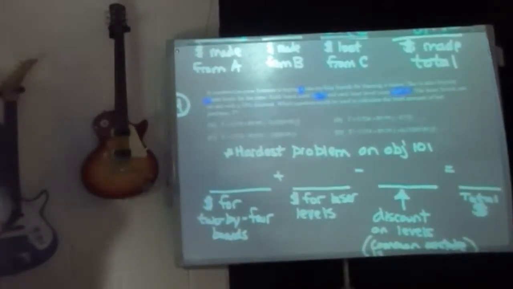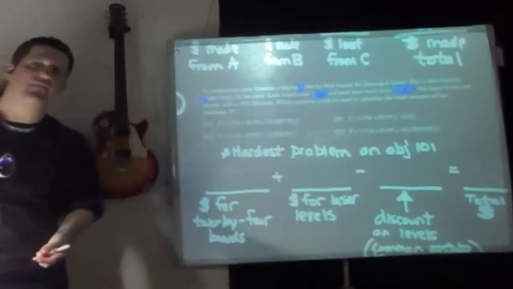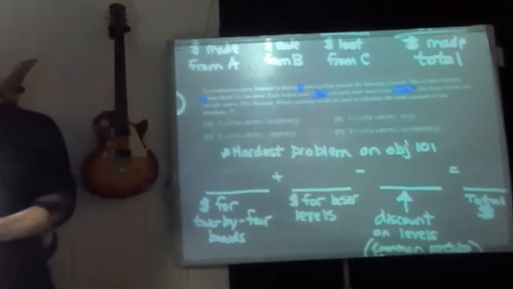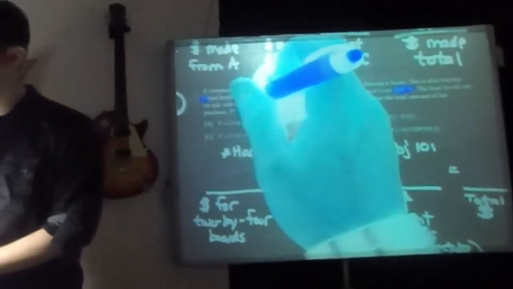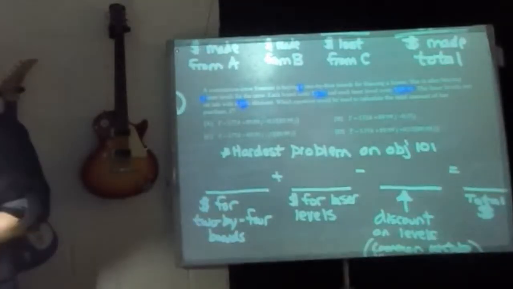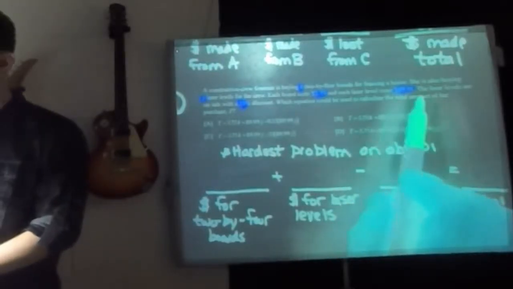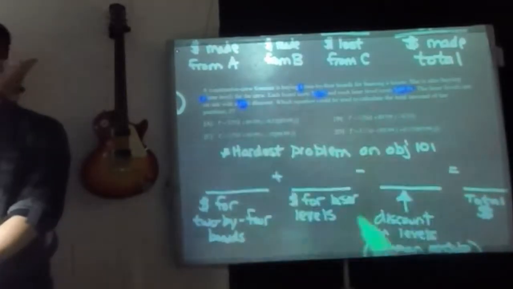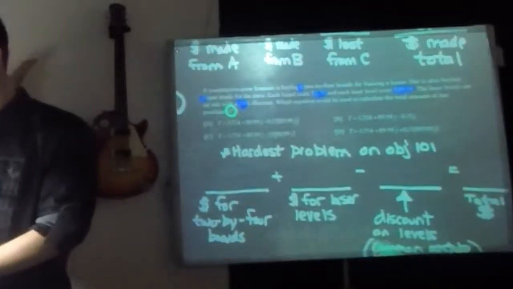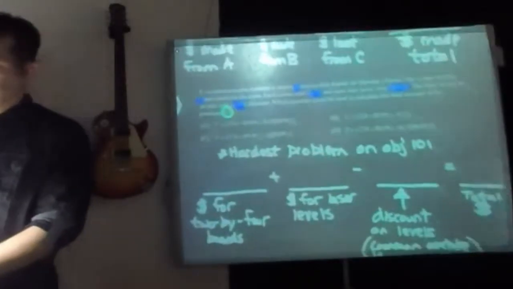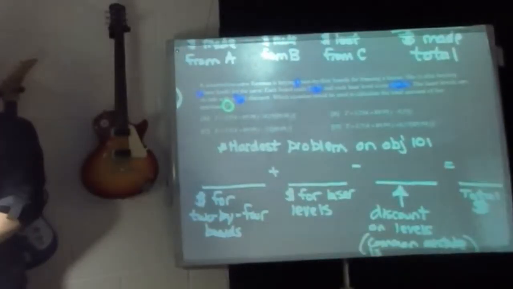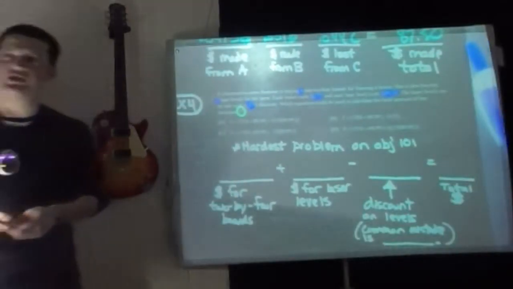The laser levels are on a discount for 35% off. That's fantastic for them. Not fantastic for equations though. Which equation can be used to calculate the total amount of her purchase? T. That's just another variable. We'll come to that later. All right, when you start this problem, it starts out easy. It starts out like sandwiches.